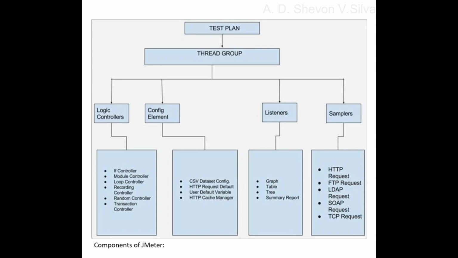All major components of JMeter, such as thread groups, samplers, listeners, and config elements, you can see here. Please refer to this diagram to understand each component and their relation to the specific modules of JMeter.